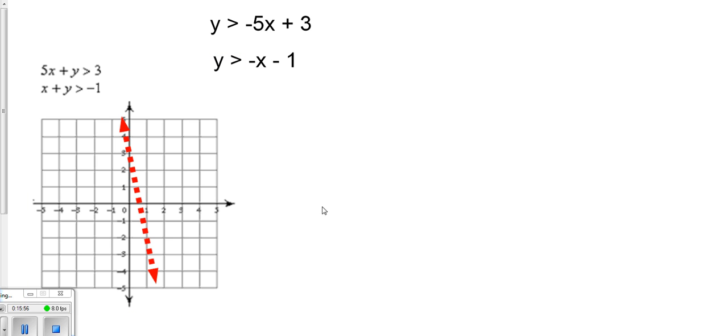We'll go something like that. That'll work. That is the line that we're going to use for the top equation. Check 0, 0 to see if it works. Is 0 greater than negative 5 times 0, which is 0, plus 3 is 3? Is 0 greater than 3? No, it is not. So we need to shade everywhere over here.